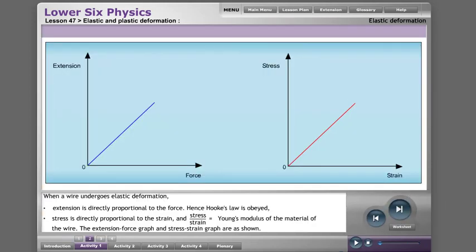When a wire undergoes elastic deformation, extension is directly proportional to the force. Hence, Hooke's law is obeyed. Stress is directly proportional to the strain, and stress over strain equals Young's modulus of the material of the wire. The extension force graph and stress-strain graph are as shown.